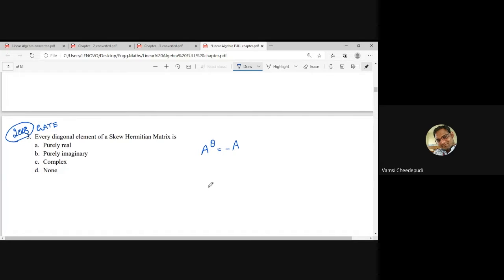The principal diagonal element should be purely real, or purely imaginary, or any complex number, a plus ib, is also okay. Can I see your answers? Yes, very good Bhavani, very good Priyanka, Venkatesh, Soumya, Chandrasekhar. Yes, answer B is correct.